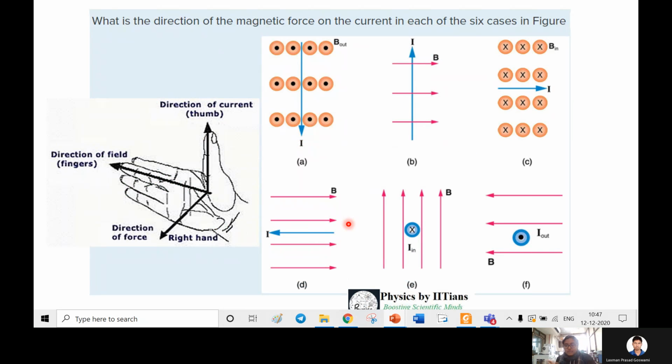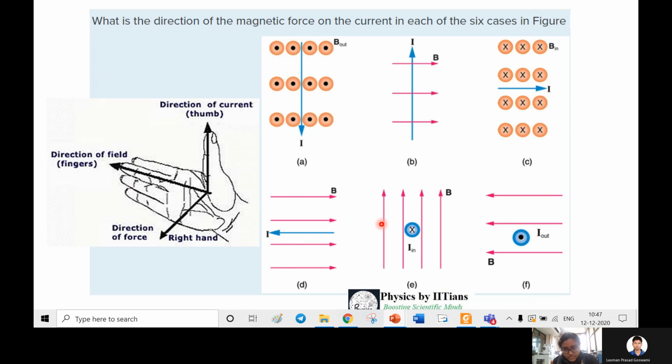Suppose here the I and B are mutually parallel to each other. But we all know that F equals I dl cross B, or F equals Q V cross B. So the cross product will be 0. They are parallel, so basically there will be no force whenever I and B are parallel to each other.